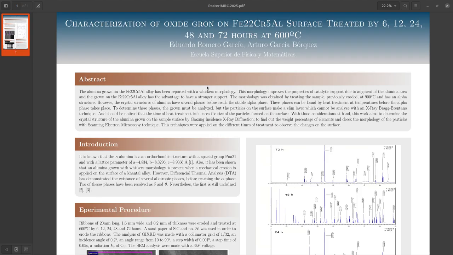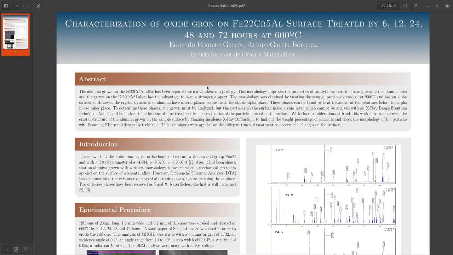Today, I will present a work that is related to a project developed at Instituto Politécnico Nacional. A whisker morphology has been found on an eroded Kanthal alloy treated for 24 hours at 900 degrees Celsius. This is important because this structure can be used as a catalytic support with a higher mechanical resistance than ceramic supports. In order to characterize the support, the alumina transition must be studied.